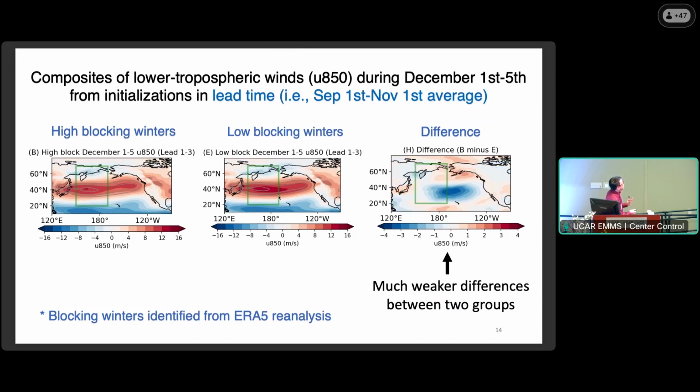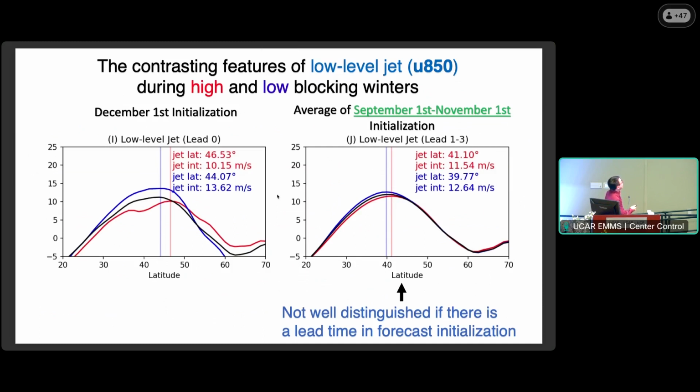However, if we examine the same composites but using initializations with lead time, the background state in the two subsets of winters is closer to its model climatology, resulting in much weaker differences between the two. Looking at this from a different angle, if we examine the Western North Pacific domain average low-level winds, then during high blocking winters, these contrasting features of jet intensity and location are well distinguished in the December 1st initialization, but that's not the case if there's a lead time in forecast initialization.